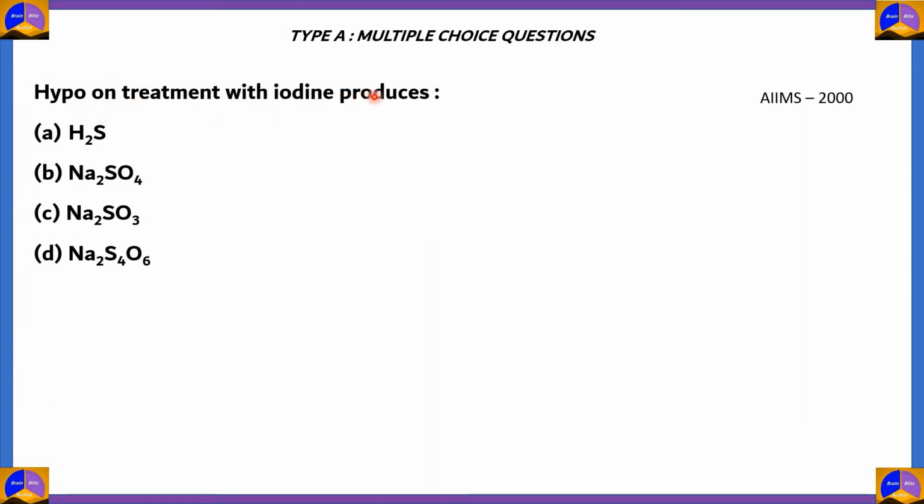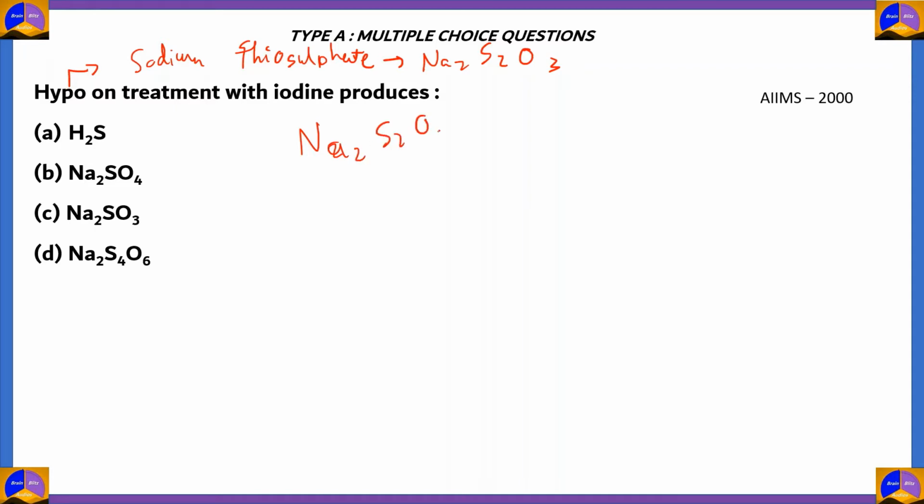Hypo on treatment with iodine produces H2S, Na2SO4, Na2SO3, or Na2S4O6. Well, let's find out what is hypo. Hypo is the name for sodium thiosulfate, which has the chemical formula Na2S2O3. So we need to find out the product of the reaction of Na2S2O3 and I2, which is iodine.